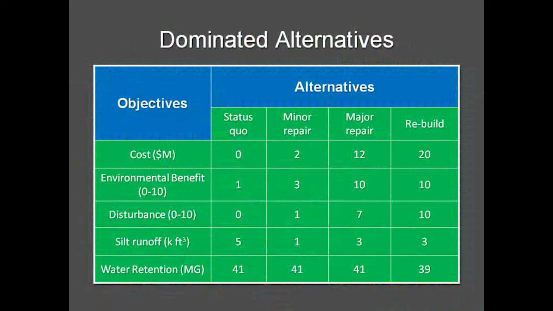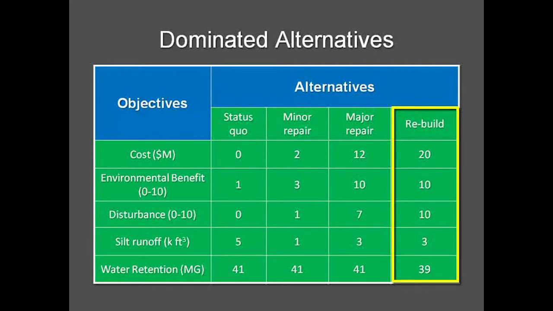We'll go back to our impoundment repair example, and we're going to start by looking for dominated alternatives. What we're looking for is an alternative where some other alternative performs as well or better than the dominated alternative on each of the objectives. If we look here at our consequence table and at the rebuild option, we notice that it is more expensive than the major repair. The environmental benefits are the same. It causes more disturbance than the major repair. The silt runoff is the same, and the water retention is actually lower, and we'd like to maximize water retention. So rebuild, compared to the major repair alternative, is dominated.